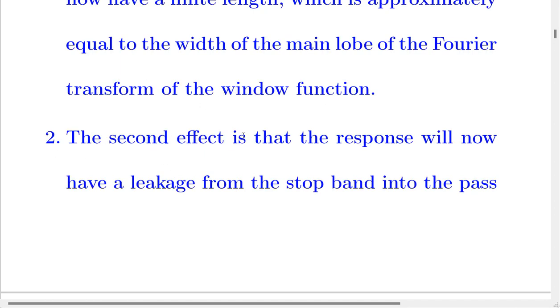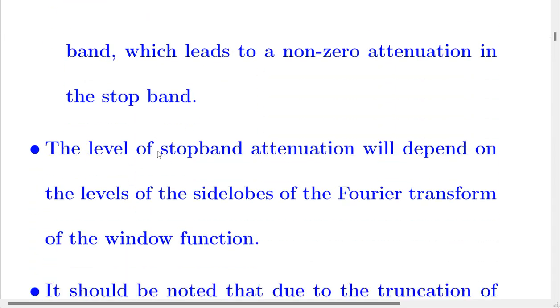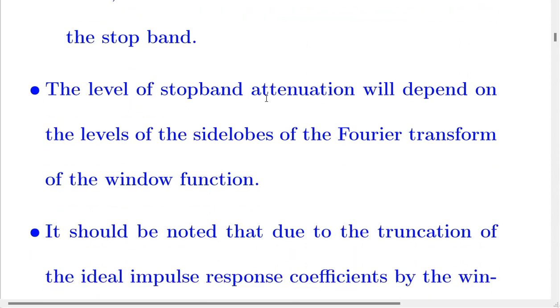The second effect is that the response will now have a leakage from the stopband into the passband, which leads to a non-zero attenuation in the stopband. The level of stopband attenuation will depend on the levels of the side lobes of the Fourier transform of the window function.